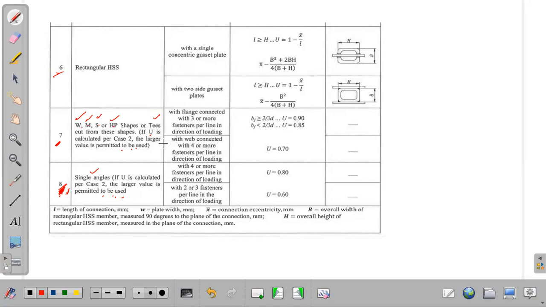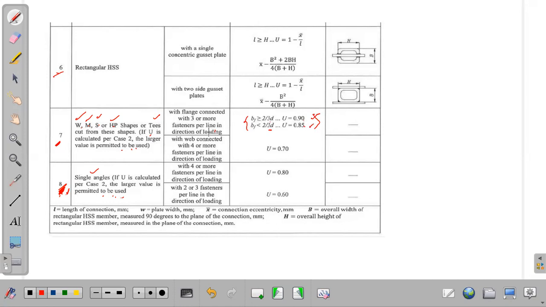Shape. Okay? So sabi dito, with flange connected with 3 or more fasteners. Ito yung gagamitin natin. Either 0.9 or 0.85, depending na naman dito sa isosolve ninyo. Isolve nyo yung BF if greater or less than 2/3 of D. Pagka greater than 2/3 of D, ang gagamitin yung U, 0.9. Pagka less than, ang gagamitin nyo, 0.85.